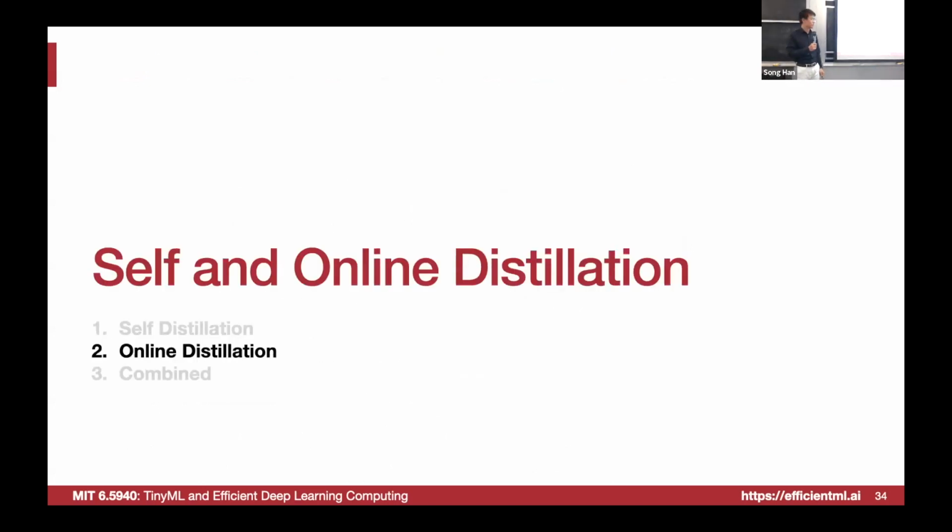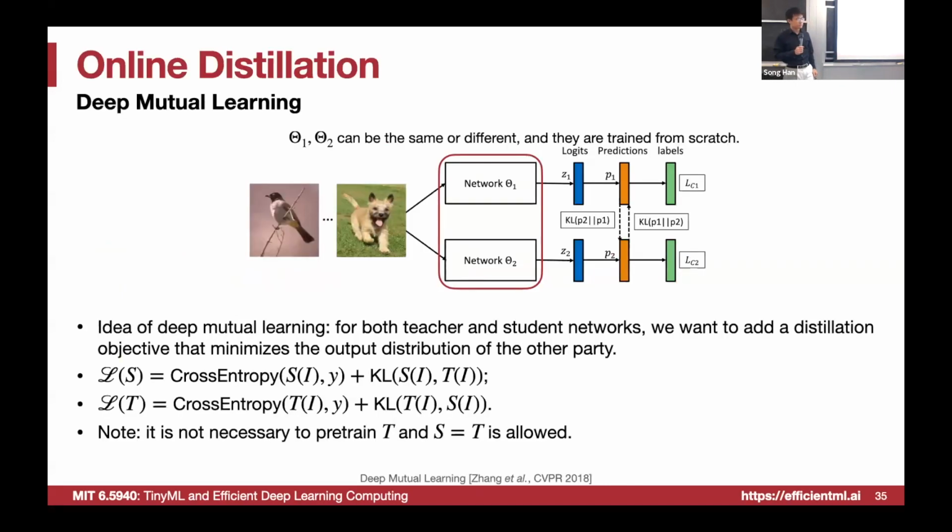So that's the self-distillation. There's also the online distillation. What it's saying is that the teacher doesn't have to be larger than the student, or the student doesn't have to be smaller than the teacher. They can be of the same size. So they are learned together, and we call it deep mutual learning.